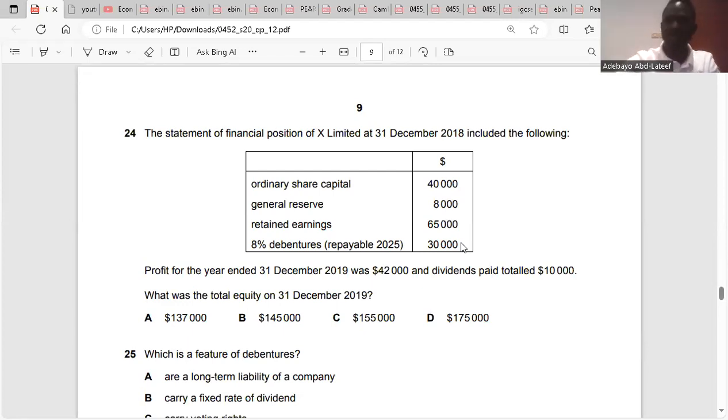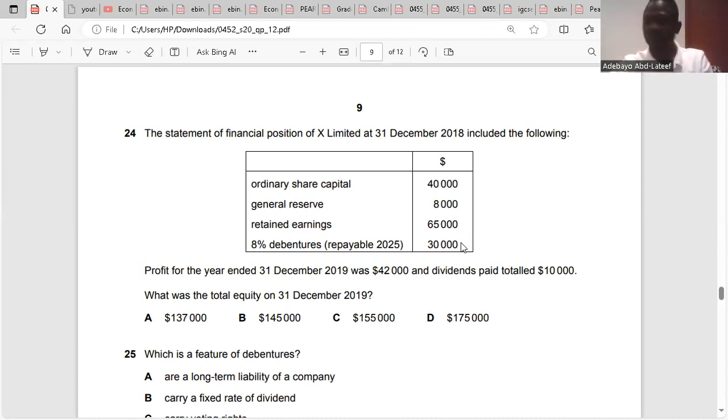So for our equity, we have our share capital, which is 40,000, the general reserve, which is 8,000, retained earnings, which is 65,000. Liability is not part of your equity. It is when you put equity and liability together that you talk about equity and liability. But here they say you should calculate the total equity. Equity is the amount of money that comes to the business through shareholders or through the profit made by the business. A loan is not capital, so it shouldn't be considered as capital. Do you get it? Yes.